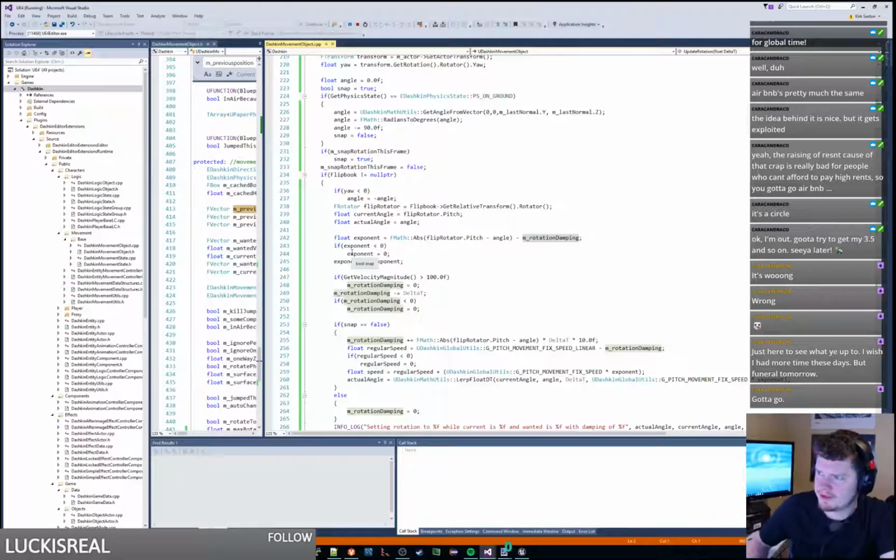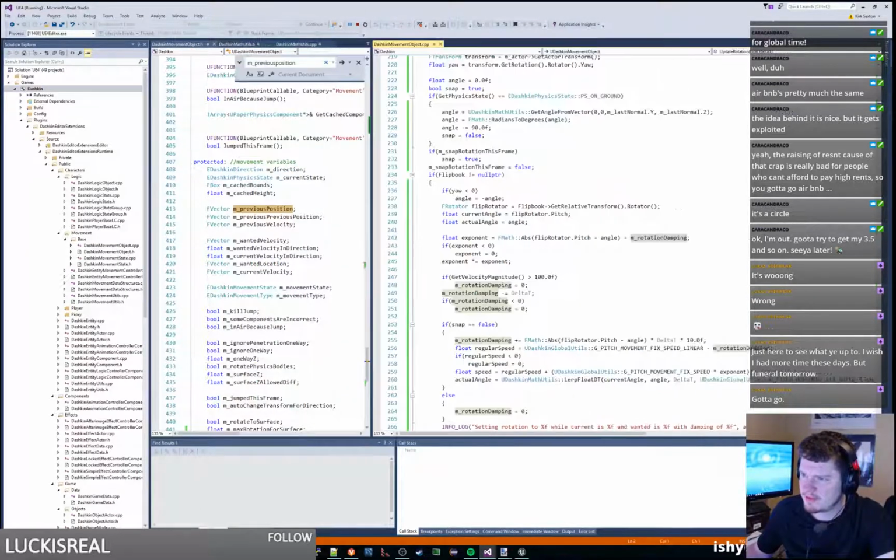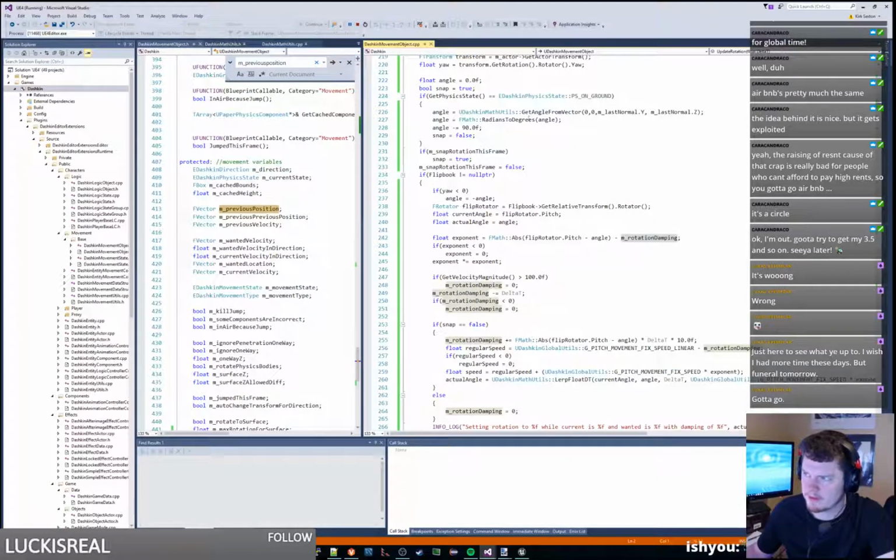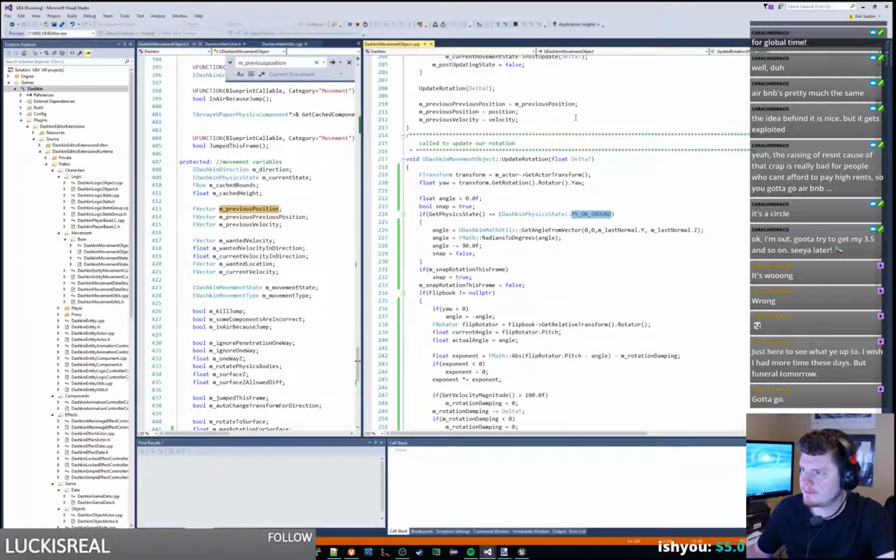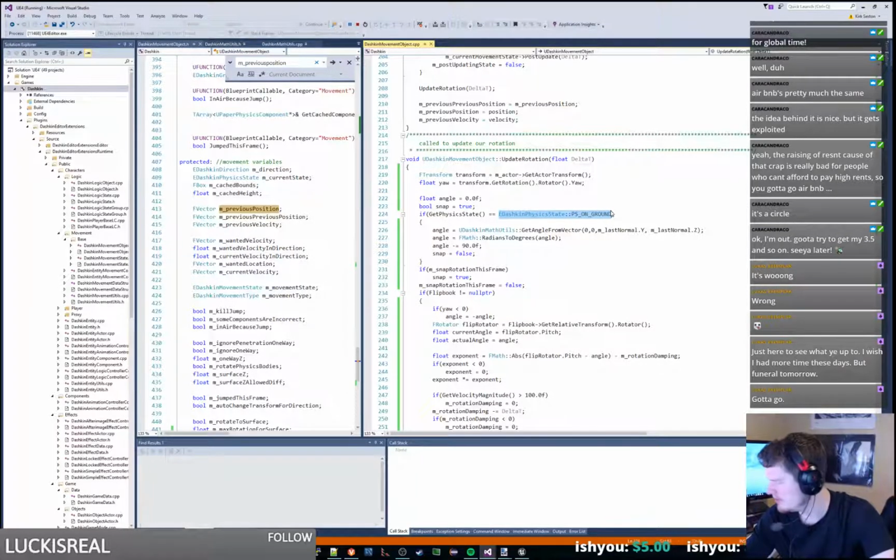So the issue was that basically what happened was the last frame we were on the ground. We were not on the ground, we were in the air, but our rotation, like our normal, didn't get set.